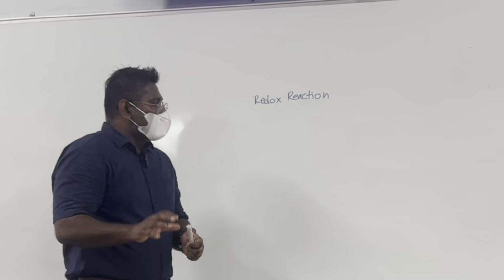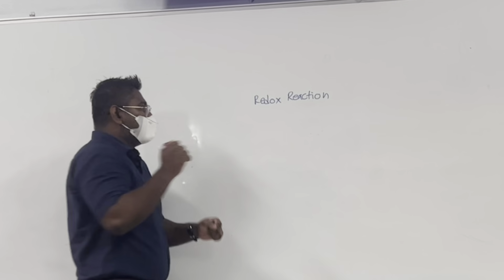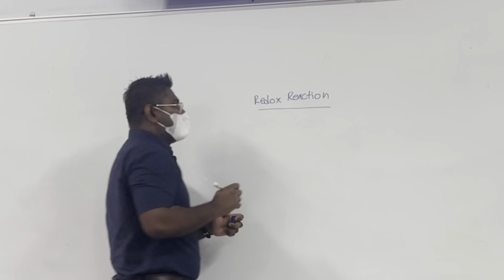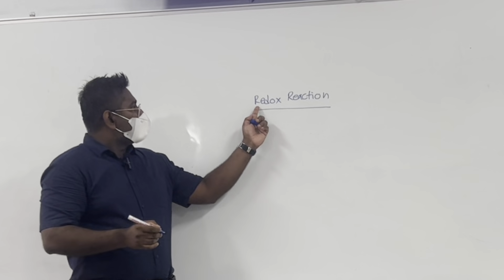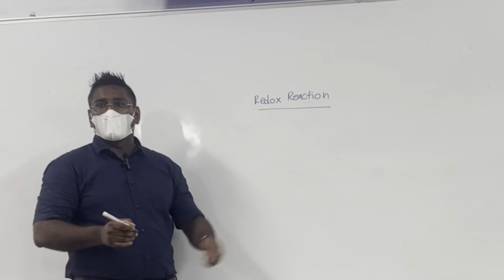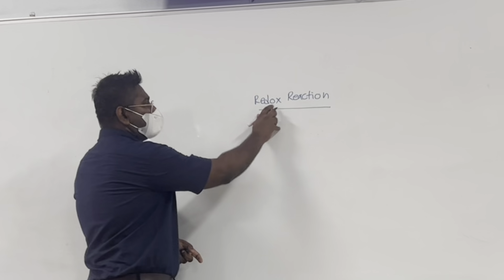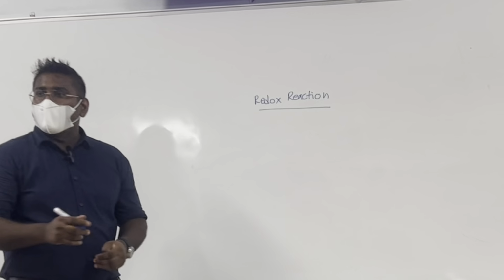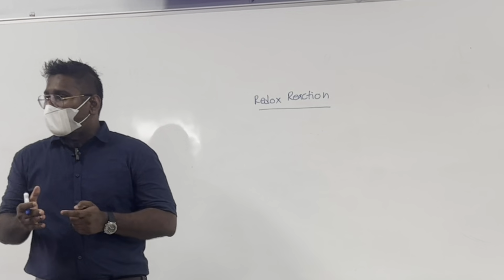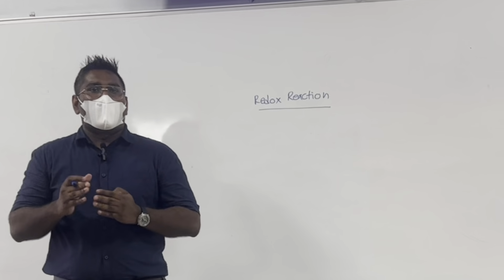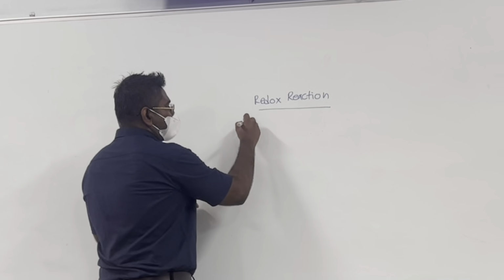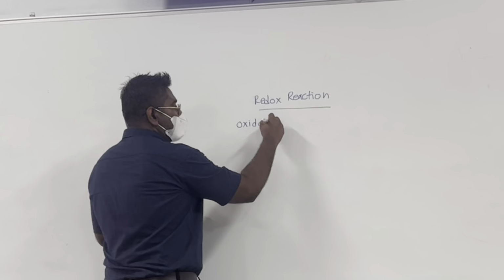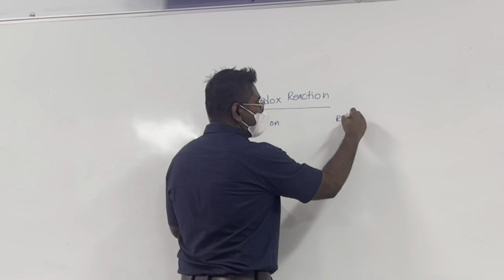So, what is important in redox reaction? First, you need to understand what is redox reaction. Redox reaction starts from RED, which is reduction, and OX, which is oxidation. So, redox reaction is a reaction that combines both oxidation and reduction reaction. So, I will just put oxidation and reduction.